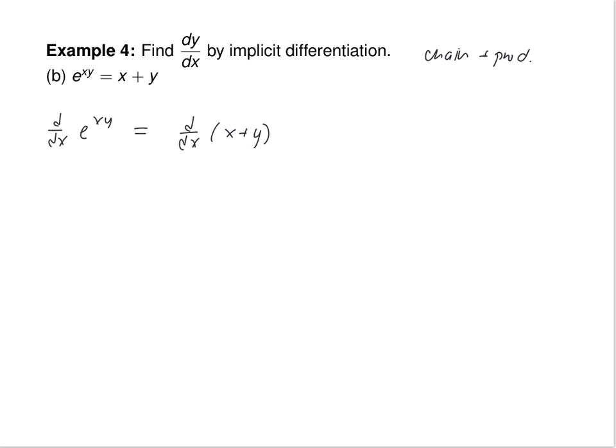It'd be chain and quotient if it was x over y. Well, you could make that a product by making it xy to the negative first. So what's the derivative of e to the stuff? E to the stuff, you've got to multiply by the derivative of the stuff, which is xy, and that's where the product rule comes up. And that will equal 1 plus 1 dy dx.